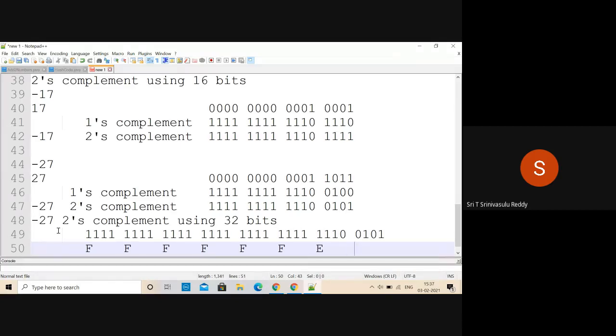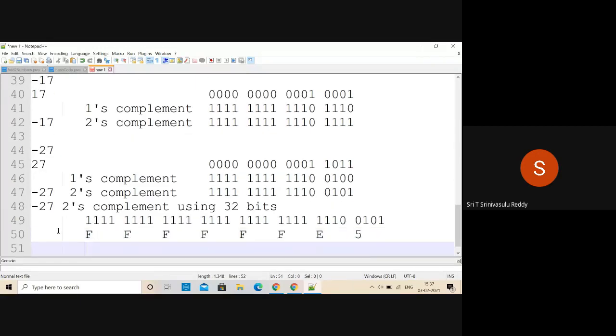And here 0101 is 1, 2, 4. 4 plus 1 is 5. So this is 5. So in hexadecimal notation, minus 27 is represented as FF, FF, FF, E5. So this is how it is going to be represented.